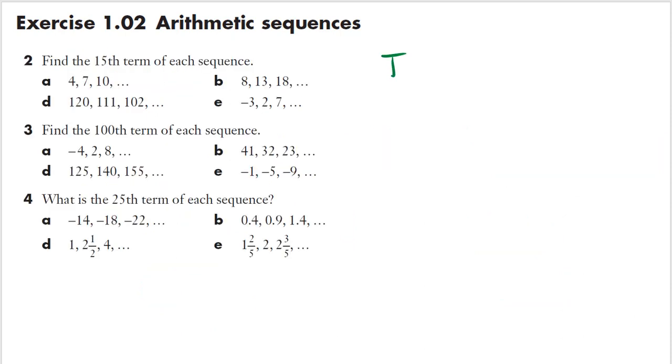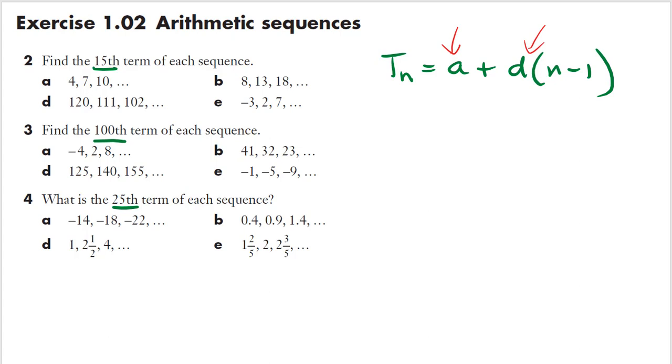For questions 2, 3, and 4, I'm just going to do one of these, but using this formula here, we can determine whether it's the 15th value, the 100th value, the 25th value, any particular value we want in a sequence, as long as we have the first term and the common difference.